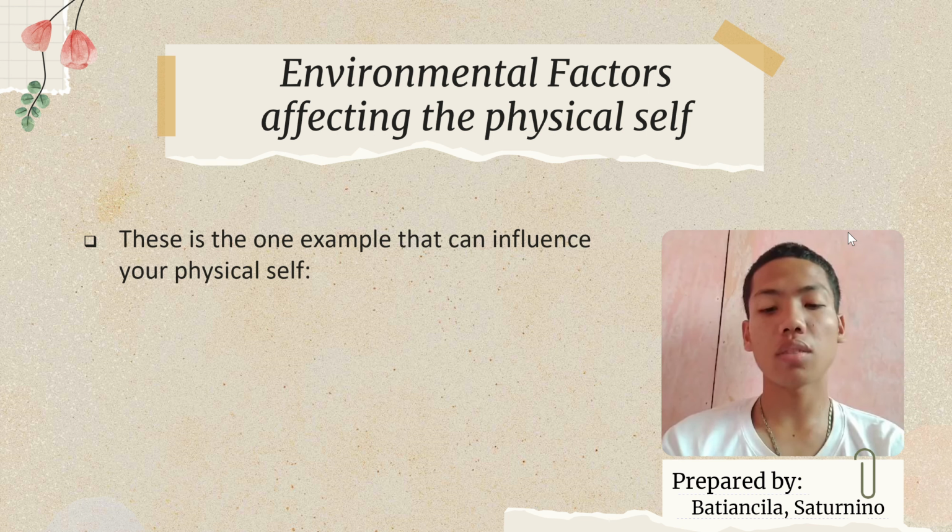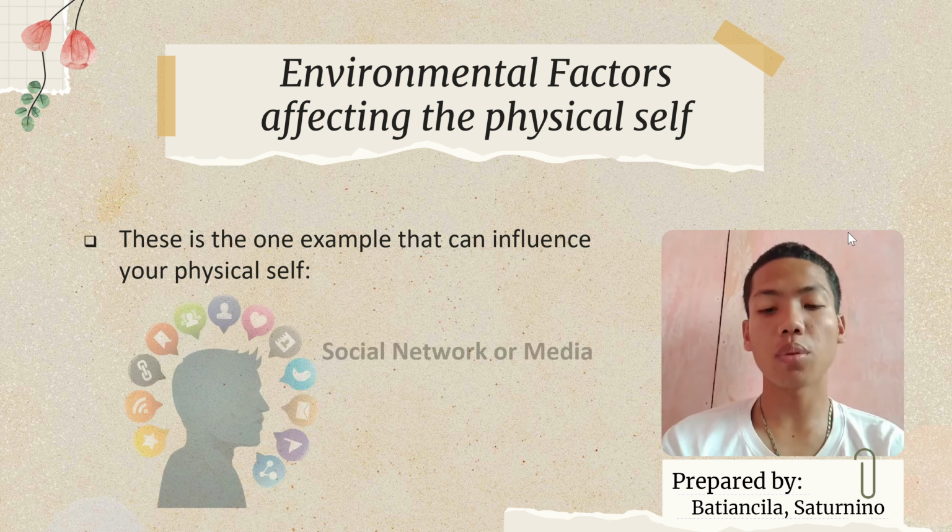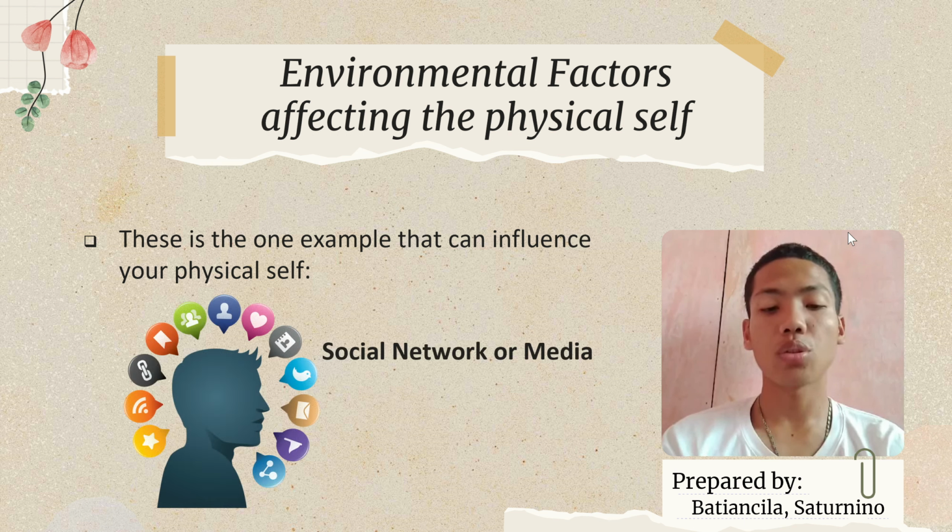This is an example of what can influence your physical self: social networks or media. For social networks or media, when people look online and see themselves excluded from an activity, it can affect thoughts and feelings and can affect the physical self.